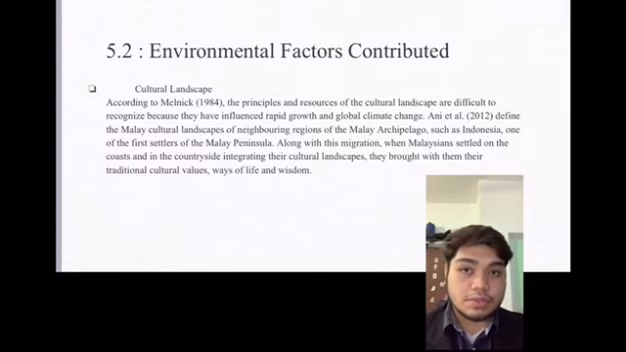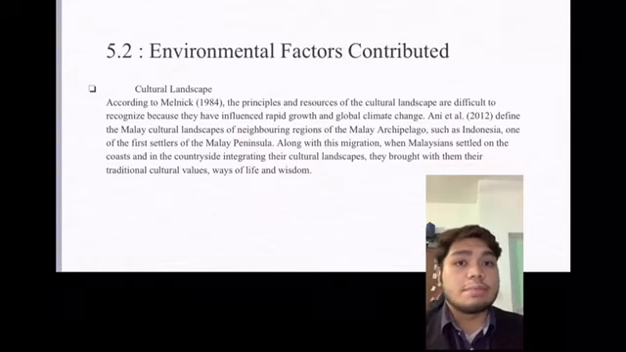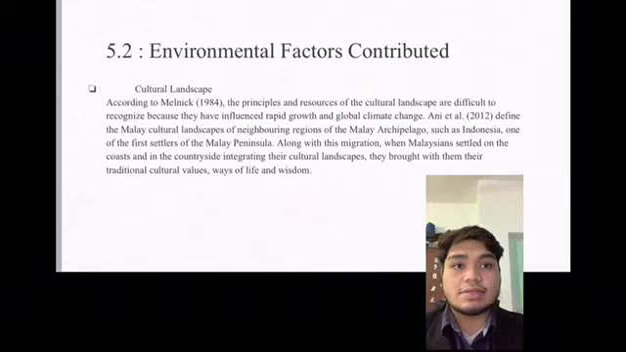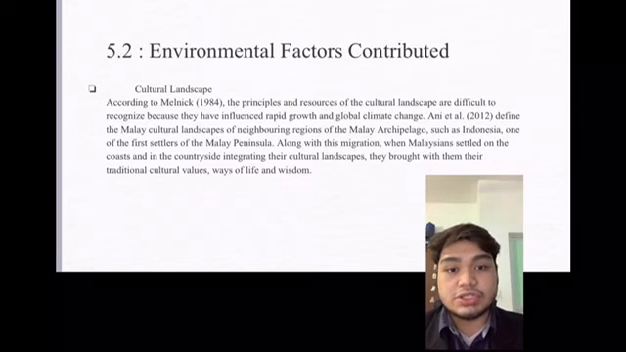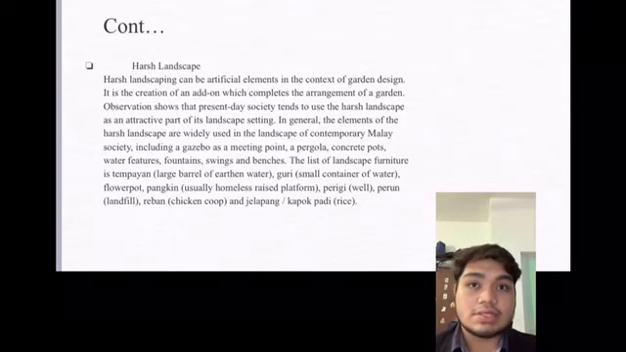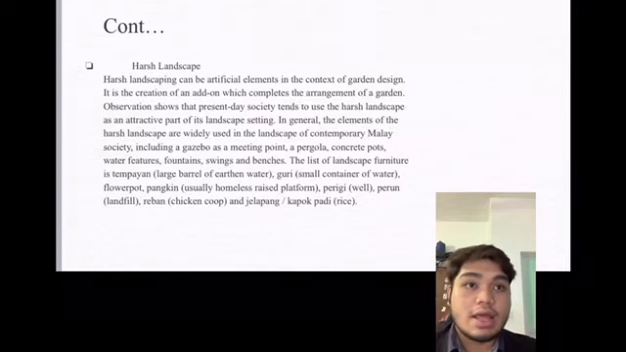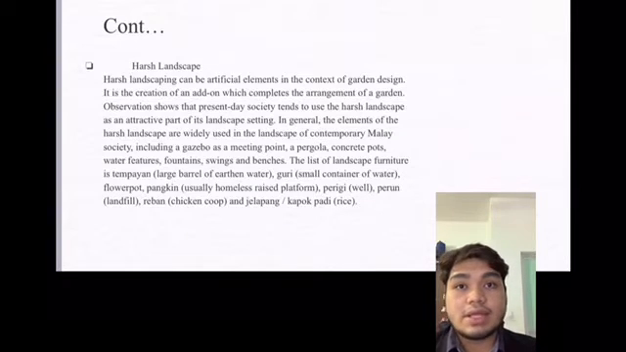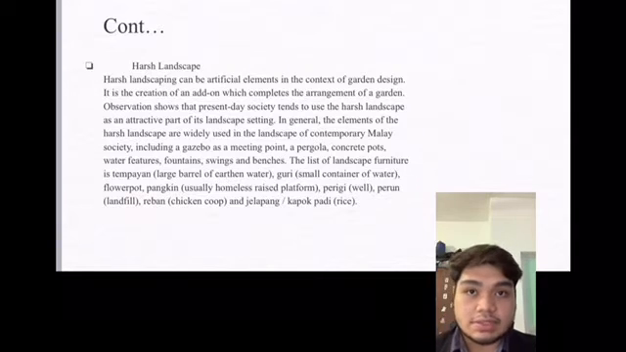Environmental factors contributed. The first one is cultural landscape. According to Melnick, the principles and resources of the cultural landscape are difficult to recognize because they have influences of rapid growth and global climate change. One is hard landscape. Hard landscaping can be artificial elements in the context of garden design. It is the creation of an add-on which completes the arrangement of the garden. Observation shows that at present, society tends to use the hard landscape as an attractive part of its landscape setting.